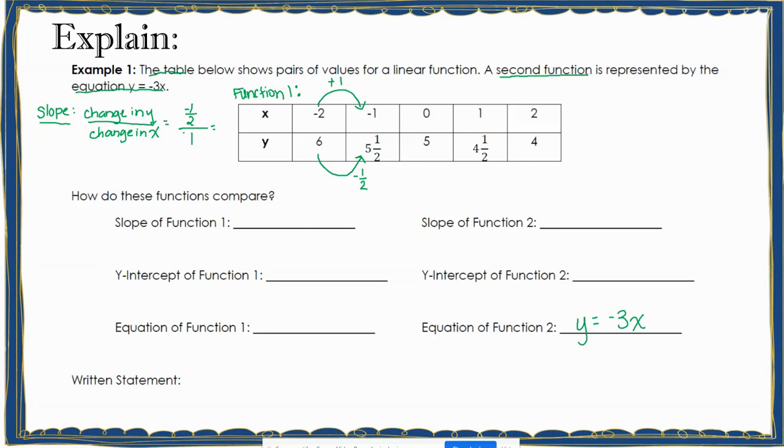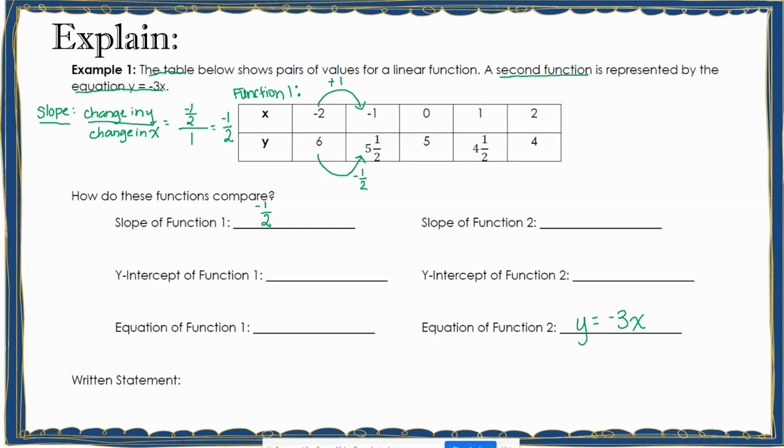Well, then all we need to do is divide. You can put this in your calculator, or you can know that anytime you divide a number by 1, you end up with the same number. So if we do negative 1/2 divided by 1, our answer is negative 1/2. That means that the slope of function 1 is negative 1/2.